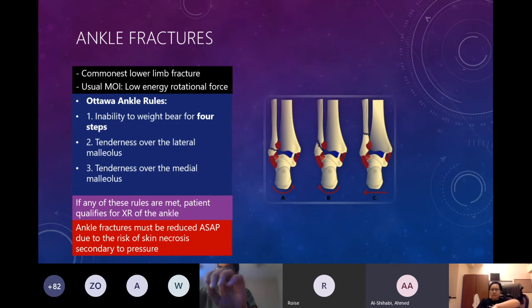C on the other end is the most severe. As you can see, the fracture is above the joint and the joint itself is completely disturbed. This is a very unstable fracture. This needs to be operated on.